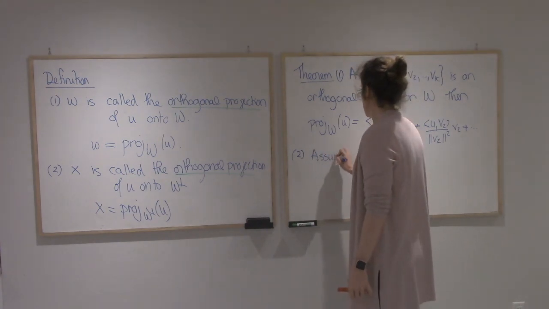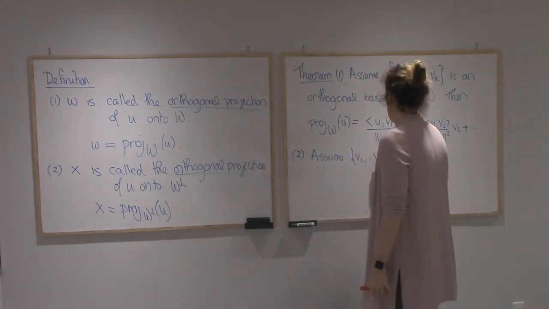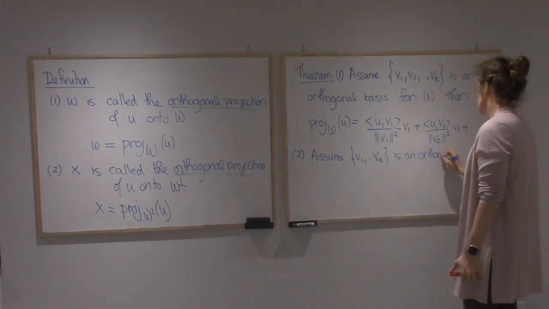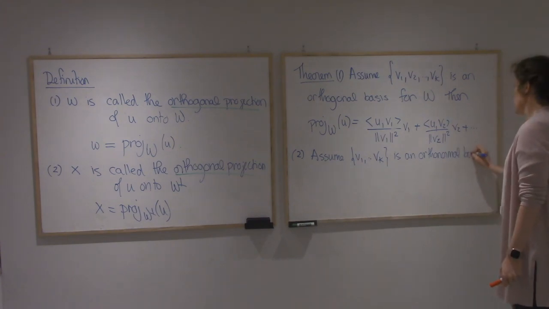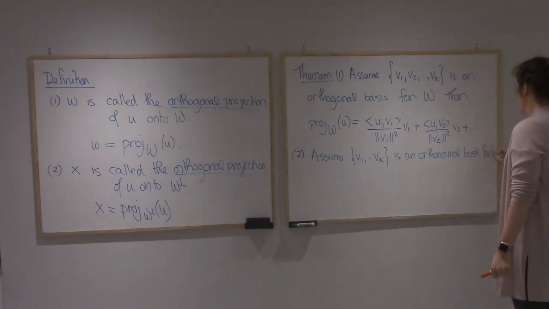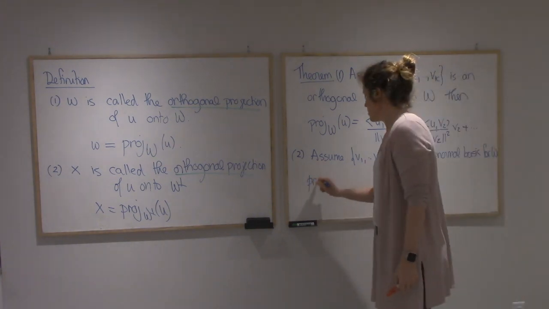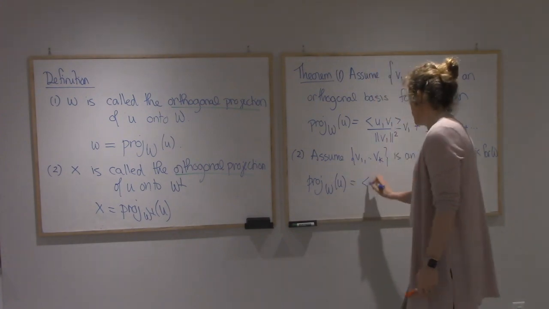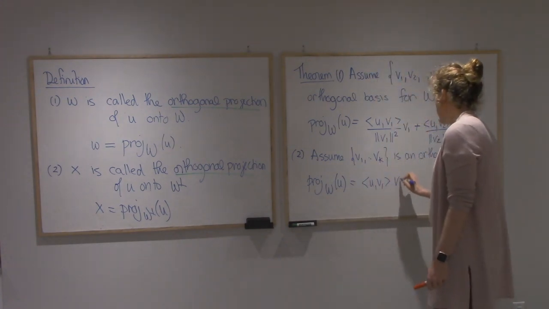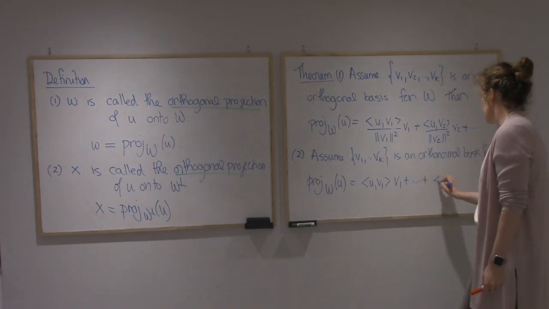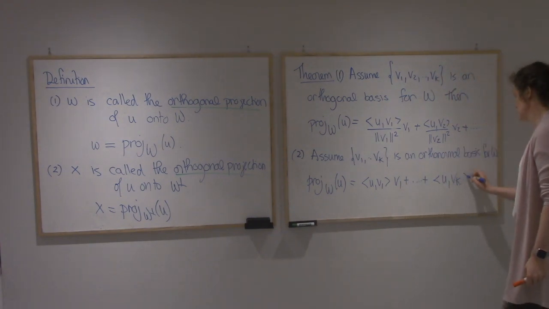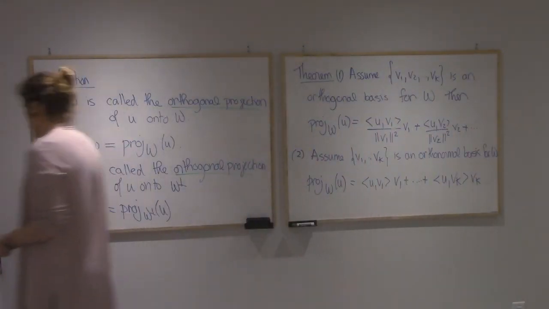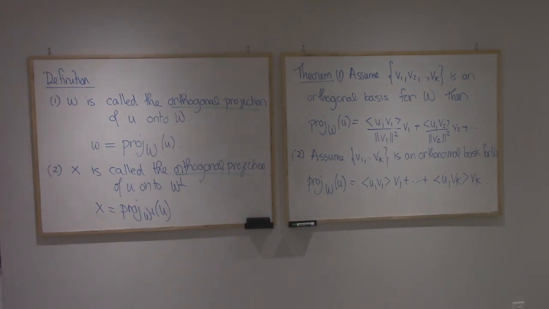So assume V1, ..., Vk is an orthonormal basis for W, then the projection onto W of U would be, well, you don't need the denominator, so I'm only using the dot product, not the norms anymore, and this is what I get.